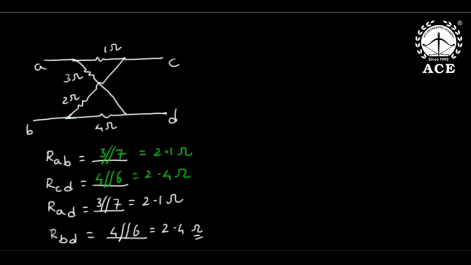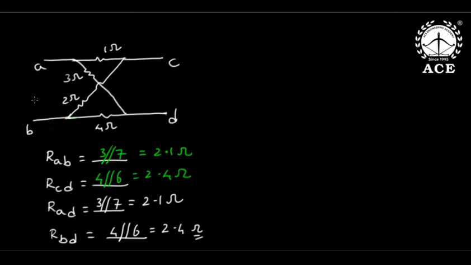Now I gave a lattice network, but this lattice network is not symmetrical nor balanced, because 1 is not equal to 4 and 2 is not equal to 3. So it is an unbalanced asymmetrical lattice. But here I still asked for resistances like RAB, the input resistance, RCD, the output resistance, RAD, RBD like that.